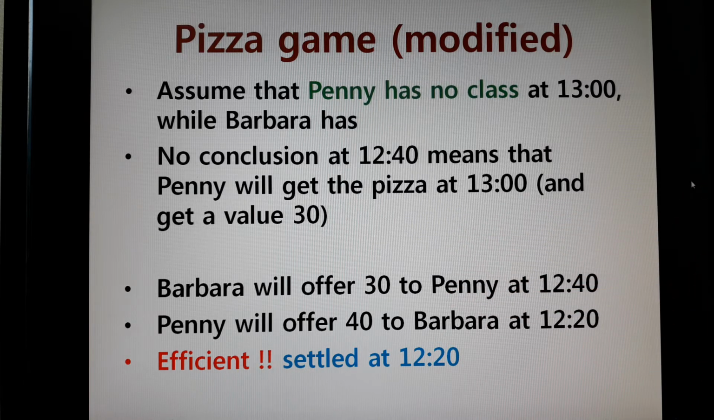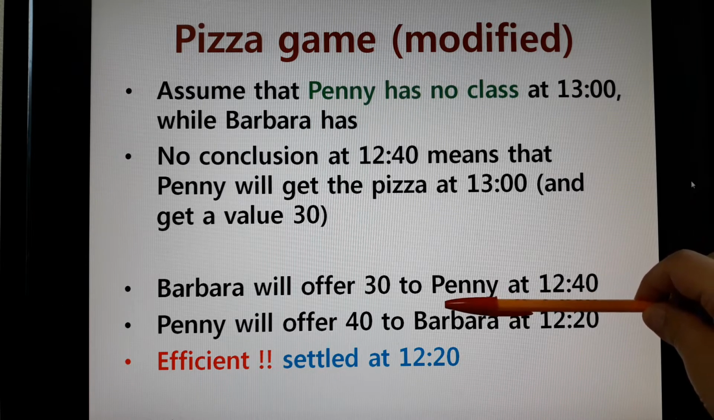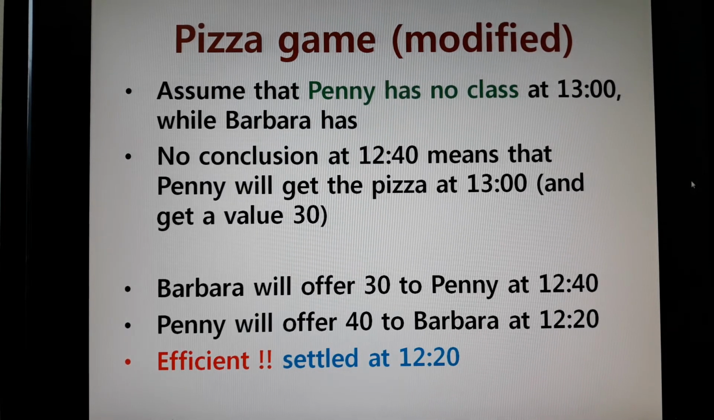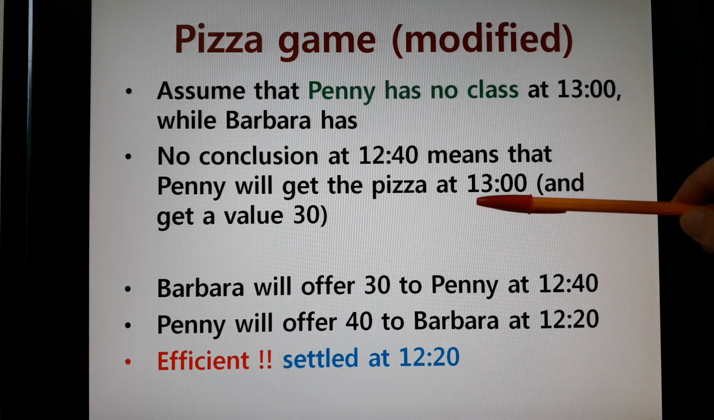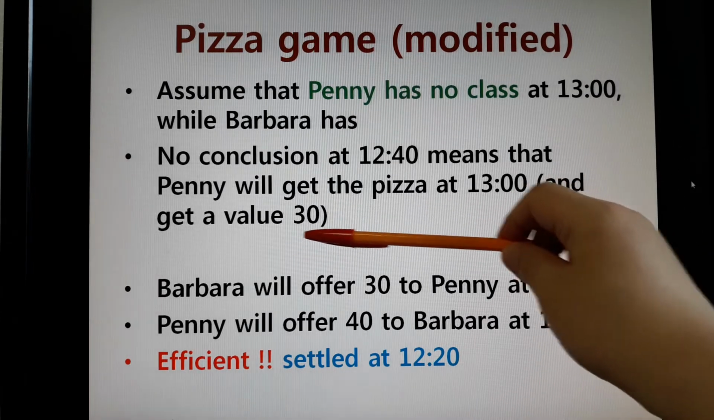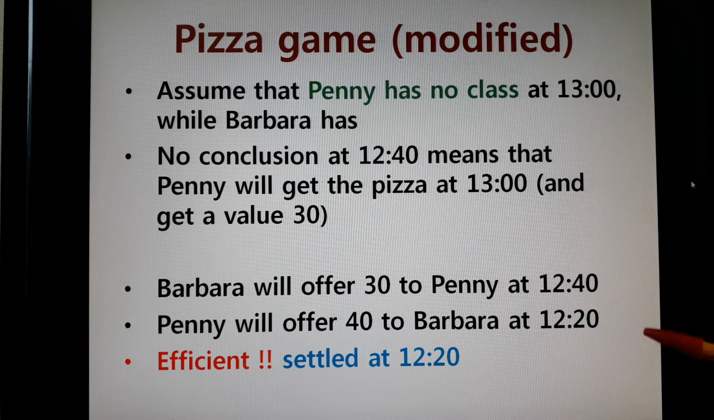So, at 12:40, if you remember, the pizza value is 70. So if Barbara offers Penny 30, Barbara will get 40. Knowing that, once again, we are doing the backward induction, coming from the future to the present. So we thought about 1300, 1 o'clock, Penny will get everything, 30. Knowing that, Barbara offers 30 to Penny at 12:40, and as a result, Barbara gets only 40.